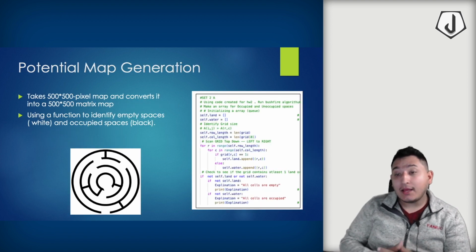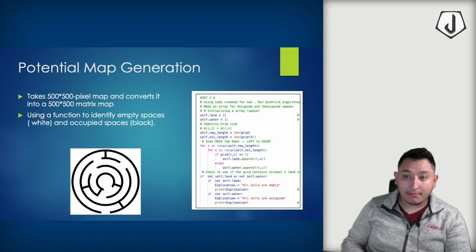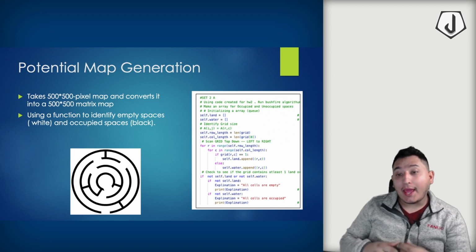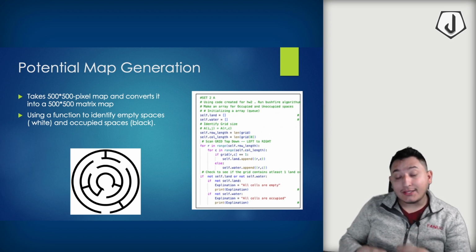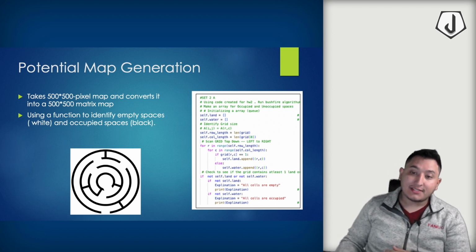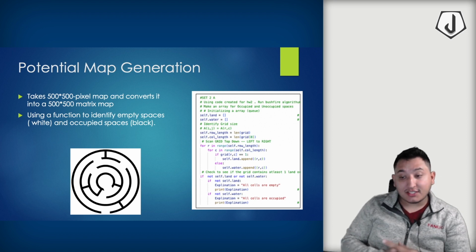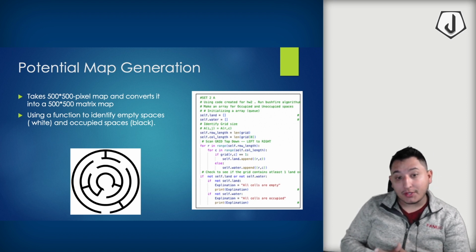So we begin by developing our potential map. We take any given 500 by 500 pixel map and we convert it into a 500 by 500 matrix map. Using this matrix, we develop an occupancy map. This occupancy map identifies empty spaces white with occupied spaces black. As you can see in the image, this is the map that we will be using for our demonstration.